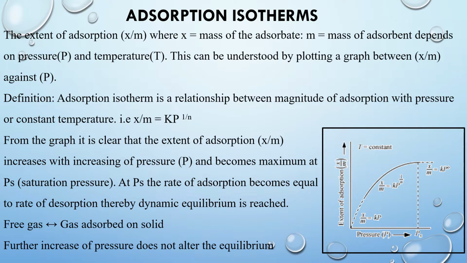Hence x by m is equal to k p to the power 1 by n. From the graph it is clear that the extent of adsorption x by m increases with increasing pressure p and becomes maximum at Ps, that is the saturation pressure. At the saturation pressure, the rate of adsorption becomes equal to the rate of desorption and thereby a dynamic equilibrium is reached for the gas adsorbed on the solid. Further increase of pressure does not alter the equilibrium. As it has reached the maximum, there is no increase when the pressure is increased.